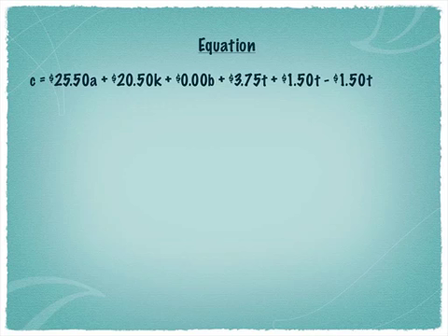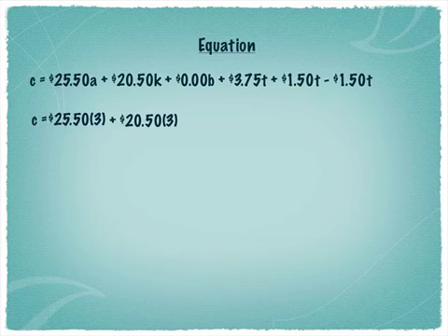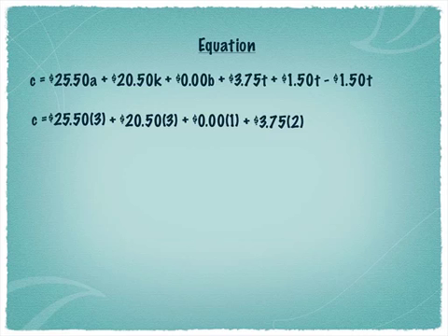Okay, back to our problem. First, let's substitute in for our variables. So we have total cost equals $25.50 times 3, because we have 3 people that are 48 inches or taller, plus $20.50 times 3, because we have 3 family members that are shorter than 48 inches, plus $0 times 1, because one of the family members is younger than 3 years old, plus $3.75 times 2, because the family's renting 2 single tubes, plus $1.50 for the deposit times 2 for 2 tube rentals.